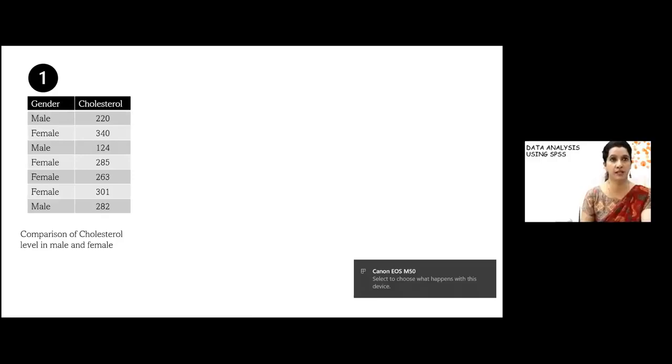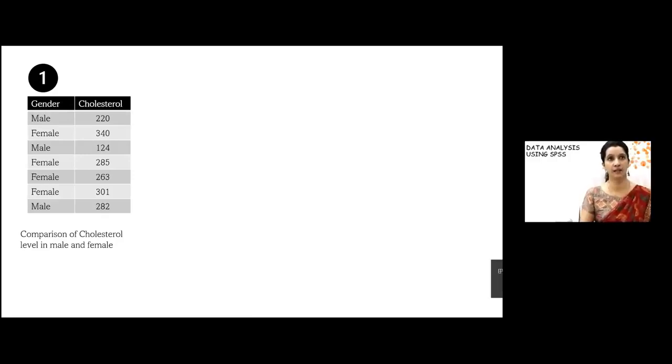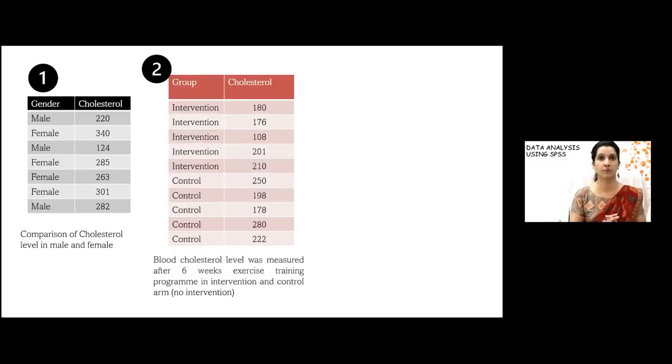So now in the first case, this is a research question or study design where I want to compare the cholesterol level in male and female. There are 2 independent categories, male and female, and I want to see the cholesterol level in both these groups and check whether there is a significant difference between them or not. This could be one. The second could be where blood cholesterol level was measured after 6 weeks of exercise training program in intervention and control group.